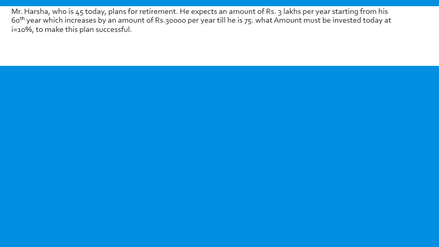First let us draw the cash flow diagram. The A1 is equal to 3 lakh, that is the first year's payment. G is equal to 30,000, that is the gradient factor. I is equal to 10%. N is equal to 15 plus 1, that is equal to 16 years. Why is it 15 plus 1?